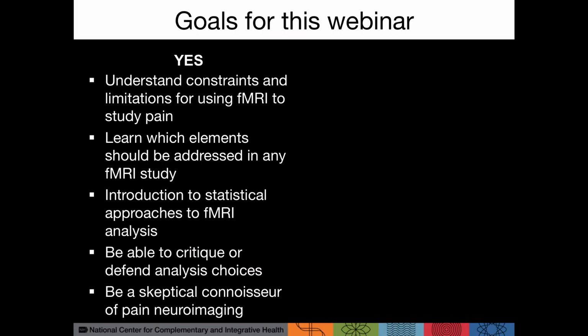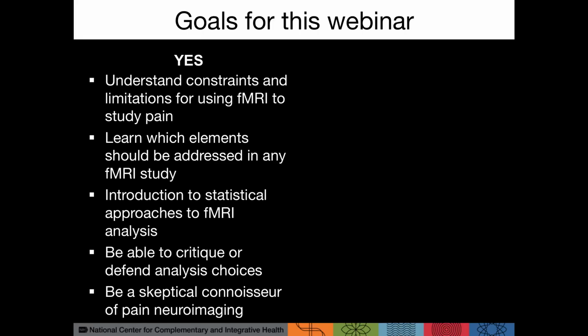are to help you understand the constraints and limitations for using fMRI to study pain, to help you learn which elements should be addressed in any fMRI study. So if you're a reviewer and you're reviewing an fMRI study, our primer and this talk give you a sense of things that should be addressed. And if they're not addressed, you should feel free to ask the authors about these elements, to give you an introduction to the statistical approaches we use to conduct fMRI analyses. And this is just a brief introduction. There's much, much more to say, but I'll be providing resources for you, which you'll receive after the seminar.